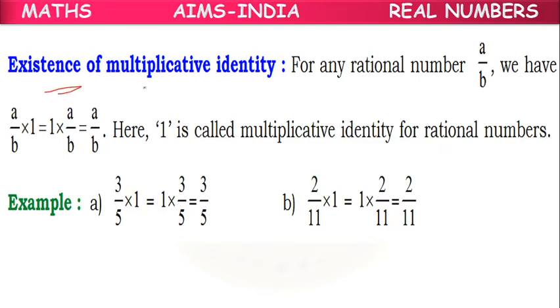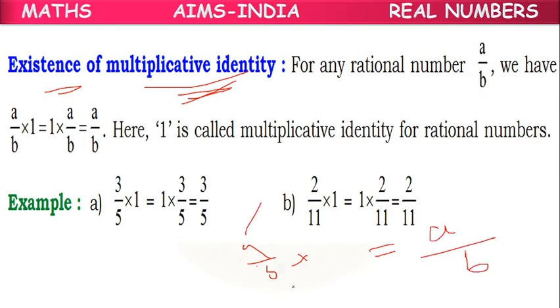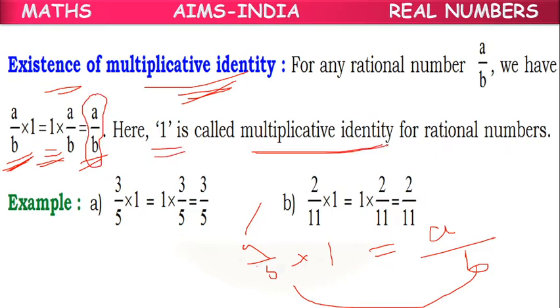So existence of multiplicative identity means: if we have a by b, with what element do we multiply so that this rational number's value will be the same? It's very simple. We can multiply with 1. If the rational number is multiplied with 1, or 1 is multiplied with a rational number, then the answer will be the same rational number. So 1 is called here the multiplicative identity of rational numbers.